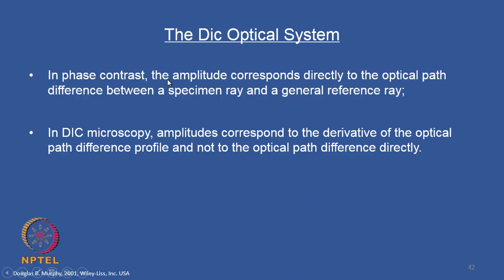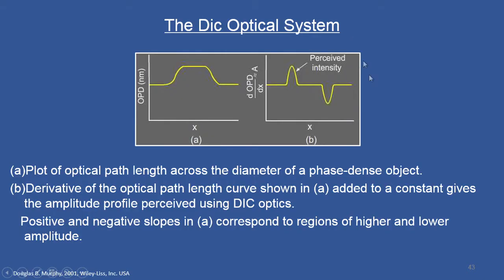In phase contrast, the amplitude corresponds directly to the optical path difference between a specimen ray and a general reference ray. In DIC microscopy, amplitudes correspond to the derivative of the optical path difference profile and not to the optical path difference directly. That is why the name differential interference, because it is the derivative of the optical path difference profile. This is what is shown in the schematic.